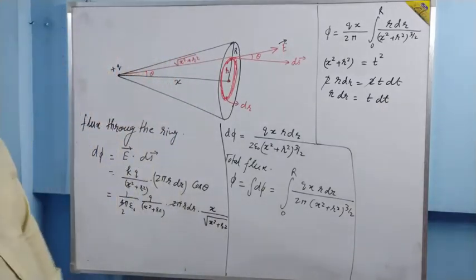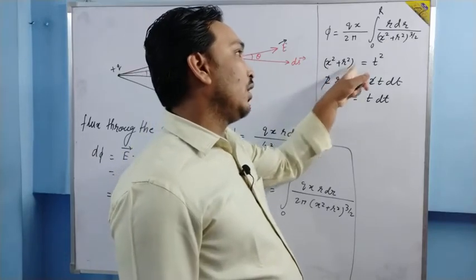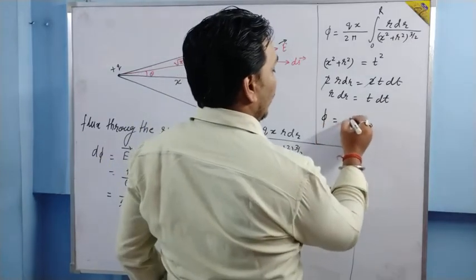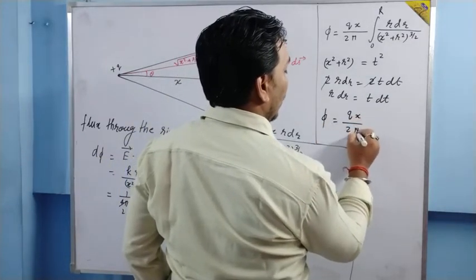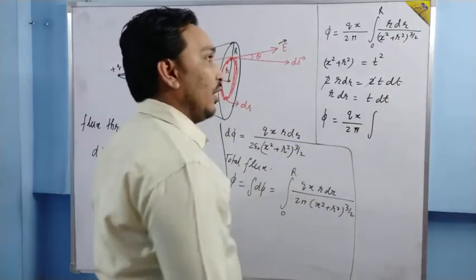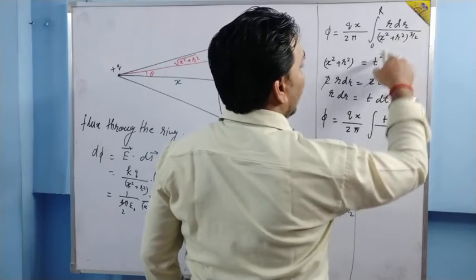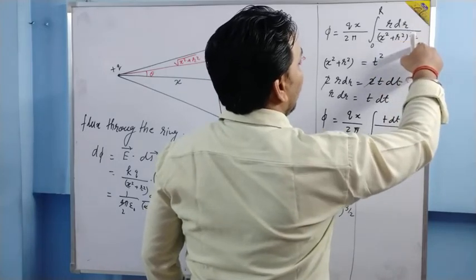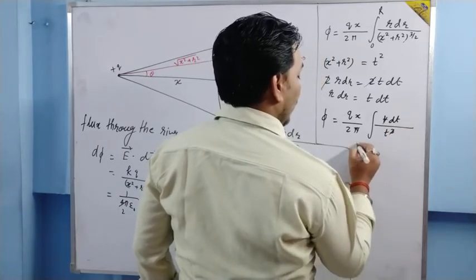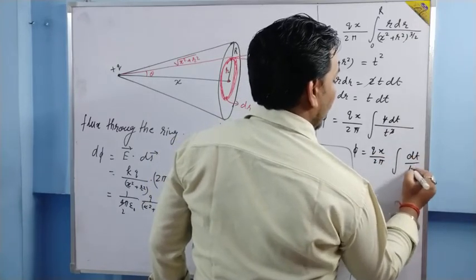Right? So in place of r dr we can write t dt, and in place of x square plus r square we can write t square. So when we integrate it, it will become qx upon 2 pi integration. In place of r dr we can write t dt. And in place of x square plus r square we can write t square. Then t square to the power 3 by 2 will become t cube, and one t will be cancelled out. So what we are going to have is qx upon 2 pi integration dt upon t square.